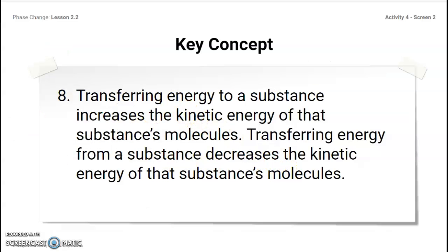All right, we're going to look at the last key concept. Transferring energy to a substance increases the kinetic energy of that substance's molecules. Transferring energy from a substance decreases the kinetic energy of that substance's molecules. So if you transfer energy into the substance, you increase their kinetic energy and make them move more. If you transfer it out, you decrease the kinetic energy, so that substance's molecules move less.